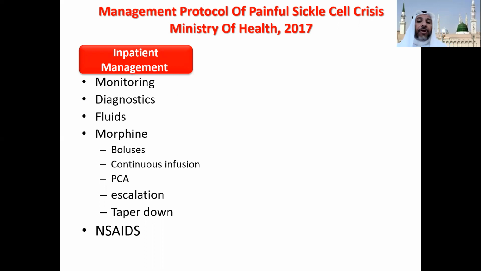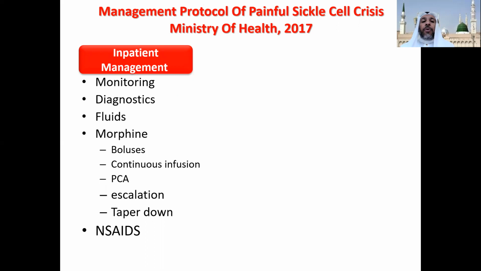If there is any diagnostic test needed, like whenever there is low oxygen saturation, you need to do a chest X-ray. Of course, you will do a CBC, and we need to give them IV fluid at least 1 to 1.5 times maintenance, unless you are expecting acute chest syndrome, where you should not give more than that. Morphine has many ways of delivery to the patient: either boluses, which most of us are using, continuous infusion, and the best one, which is PCA.